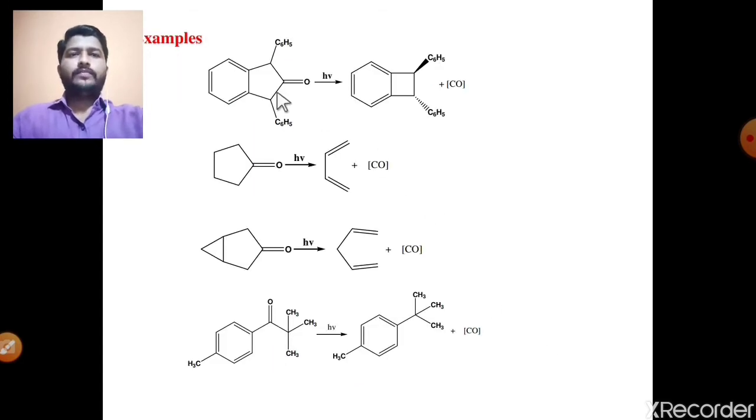See the examples of this Norrish type first reaction. At a high temperature, there is a decarbonylation. The 5-membered ring is converted into a 4-membered ring by loss of CO molecule. See the number second example. Again this cyclopentanone molecule, loss of this carbon monoxide, it gives 1,3-butadiene molecule. Same, there is a decarbonylation, it gives 1, 2, 3, 4, 5, meaning there is also a diene molecule. And the last example, also there is a decarbonylation, it gives finally an alkane molecule. These are the examples of Norrish type first reaction.